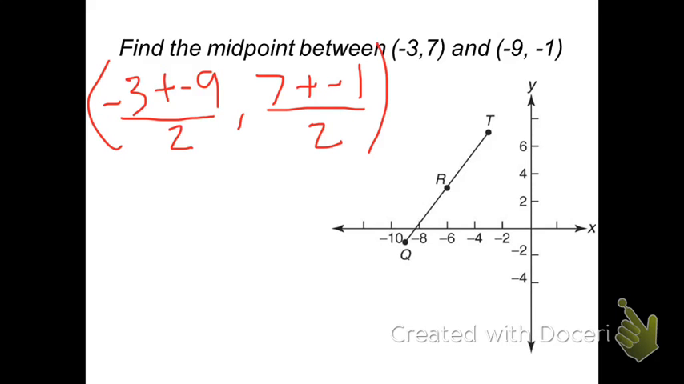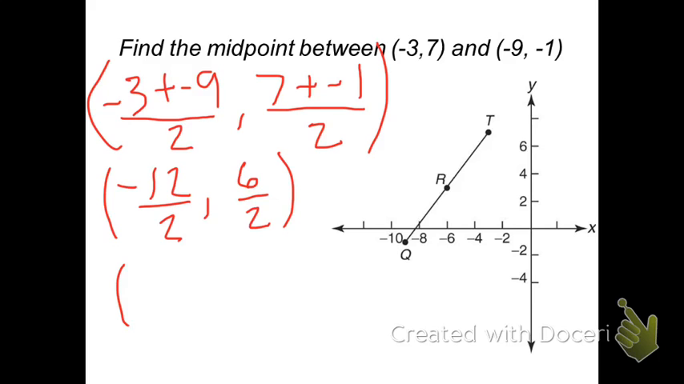Now all we do is simplify. So -3 plus -9 is -12. Still keep that over 2. And then 7 plus -1 would be 6. And keep that over 2. And then simplify one more step. -12 over 2 is -6. And 6 over 2 is 3. So that's our midpoint, -6, 3.